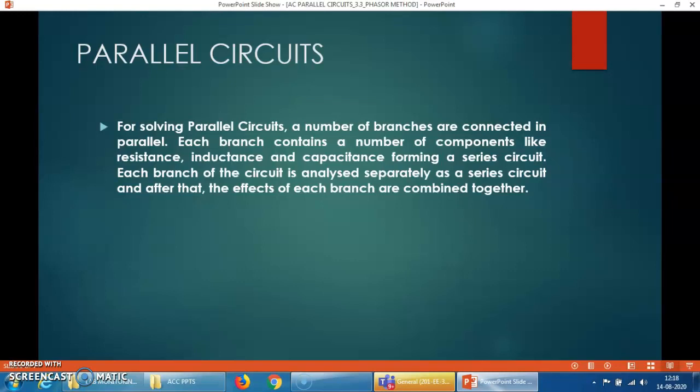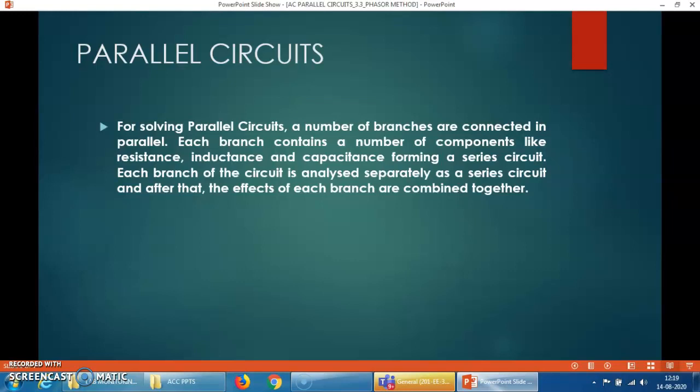Now see, what is a parallel circuit? Parallel circuit means a number of branches are connected in parallel. Each branch may contain a number of elements like a resistor, inductor and capacitor forming a series circuit. Suppose three branches are there: one branch contains a resistor and an inductor, so it is called an RL series circuit. Another branch contains a resistor and a capacitor in series, and the third branch contains only a resistor, and all three branches are connected in parallel.